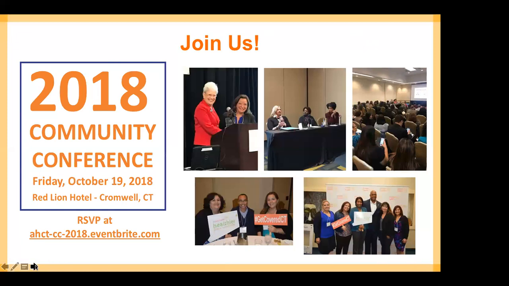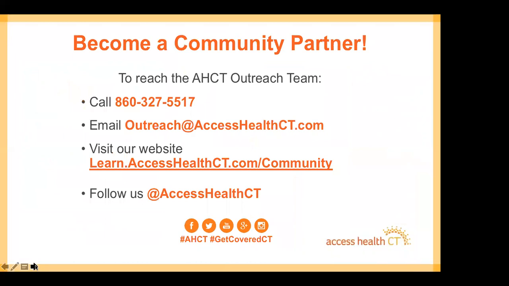All right, so if anyone in the audience is part of a group or an organization that has yet to become a community partner, reach out to us. You can call the number here, 860-327-5517. That number, again, goes right and directly to the Access Health Connecticut Outreach Team. You can email us at outreach@accesshealthct.com. Don't forget to go to the website and, of course, follow Access Health CT on all of the social media.